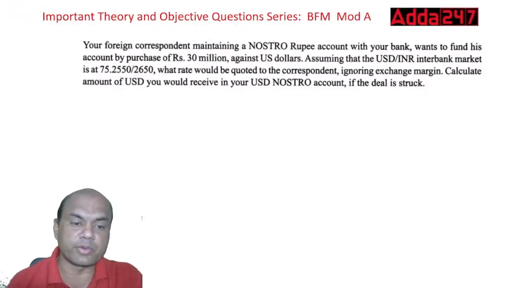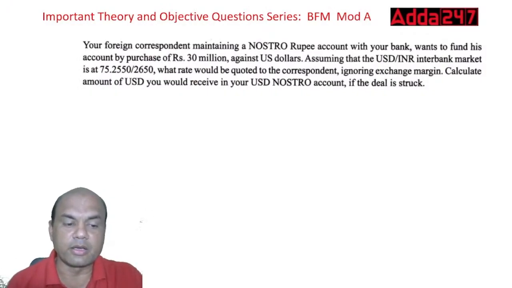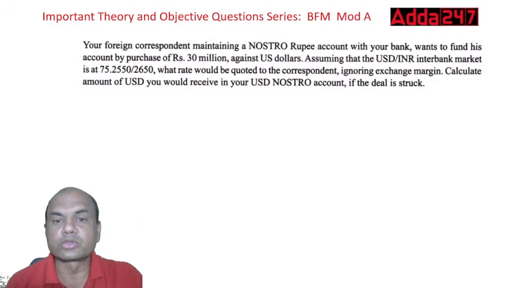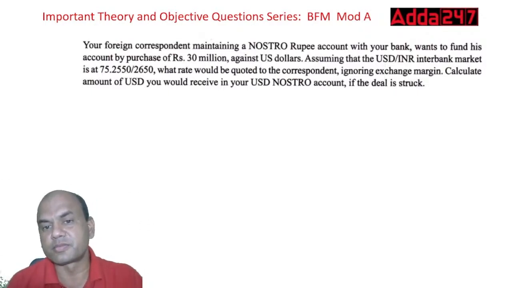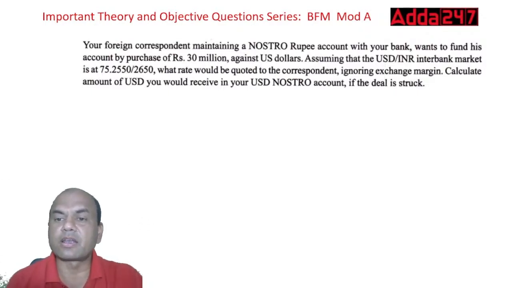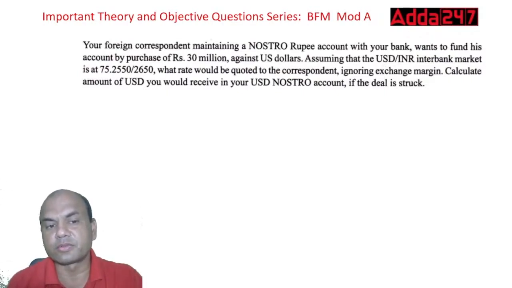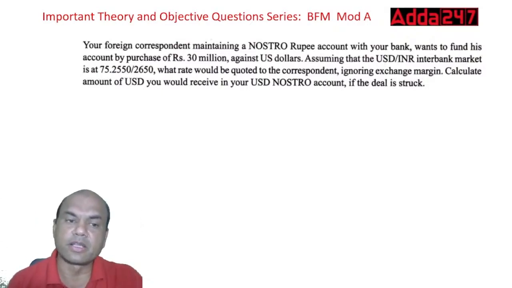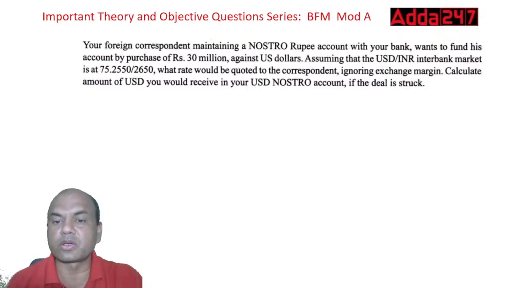Your foreign correspondent bank is maintaining a Nostro rupee account with your bank. It wants to fund this account by purchase of rupees 30 million against USD. Assuming the USD INR interbank rate as 75.2552650, what would be the rate quoted to the correspondent, ignoring the exchange margin? Calculate the amount of USD you would receive in your USD Nostro account if the deal is struck.